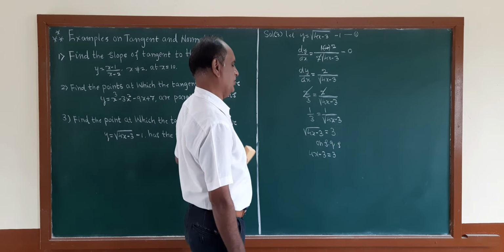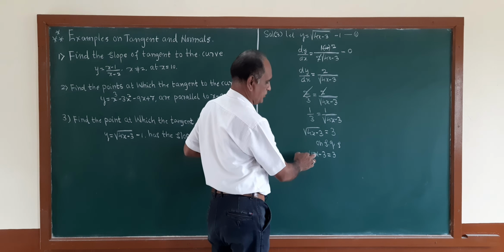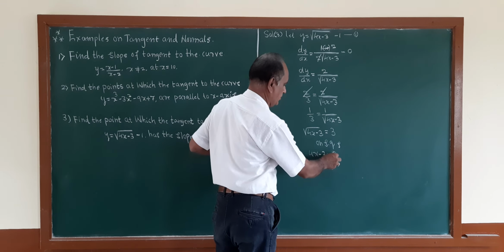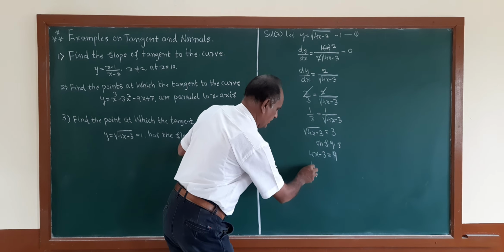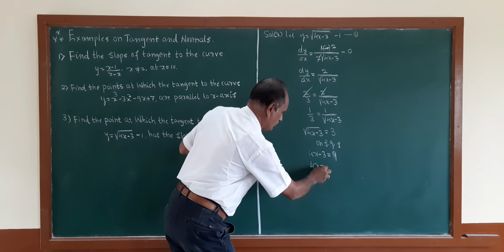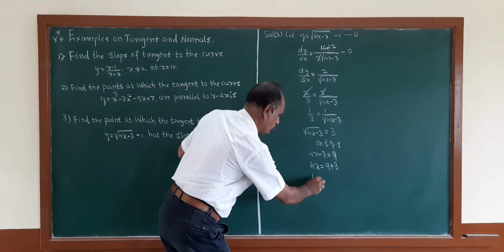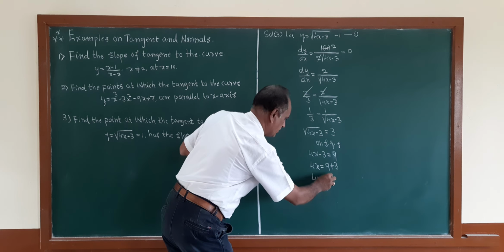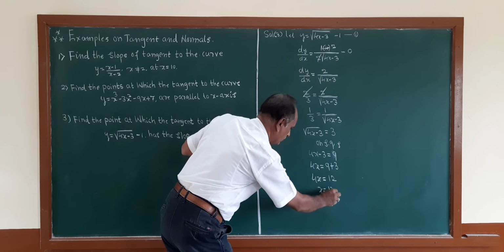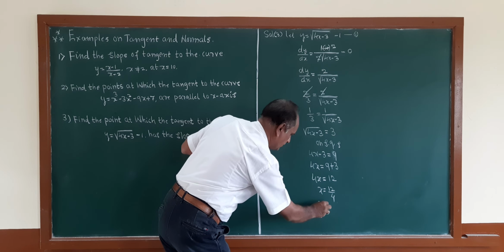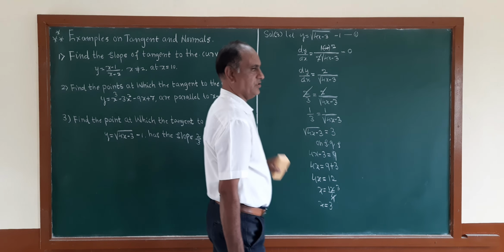Again, write in the simplest form. The square root and the square cancel, giving 4x minus 3, and 3 squared is 9. Rearranging the terms, 4x is equal to 9 plus 3, that is 12. Therefore x is equal to 12 divided by 4. Therefore x is equal to 3. So the value of x is 3.